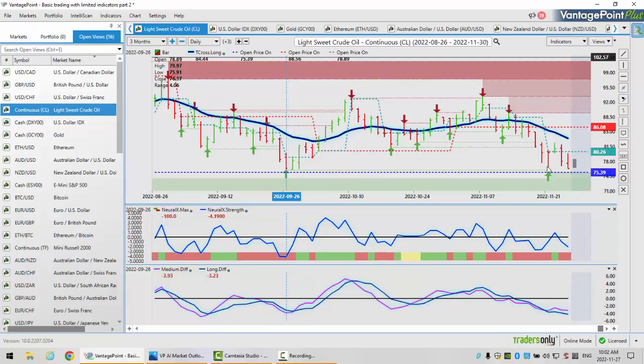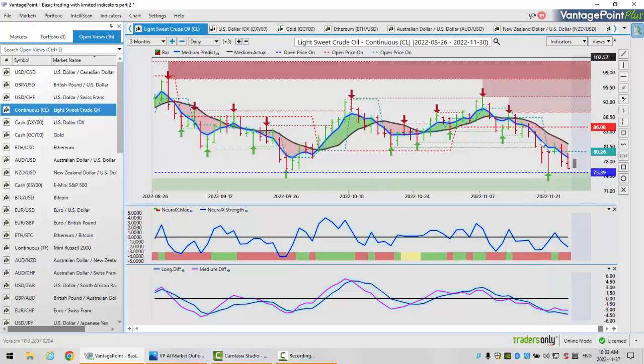So either way is fine. But for now, the Vantage Point indicators remain somewhat bearish. The only slightly bullish signal we have is the medium term crossing the long term predicted difference. So if we look at that, we can measure our medium term crossover. Both the predicted moving average and the black line are pointing down, but once again, this could turn very quickly on some of the geopolitical issues out there.